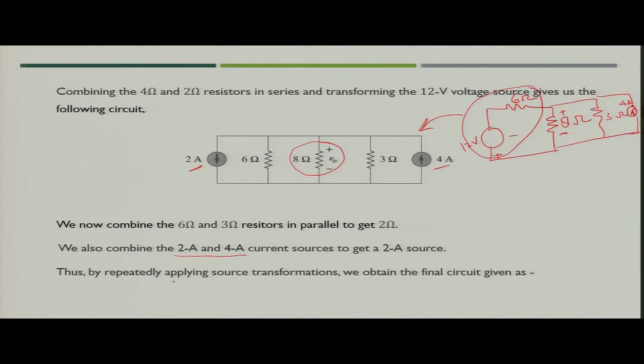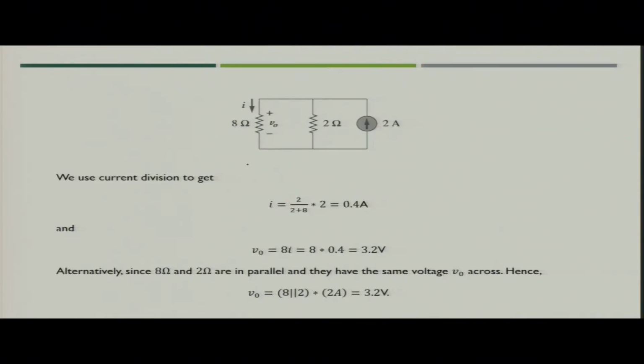If you club 2 ampere and 4 ampere current source, you will finally get 2 ampere current source, and if you club 6 ohm and 3 ohm resistance, you will get finally 2 ohm resistance. So, when you transform, you get finally a very simple circuit, where you have 2 ampere current source and 2 ohm resistance in parallel and 8 ohm resistance, across which we have to find out the voltage V naught.